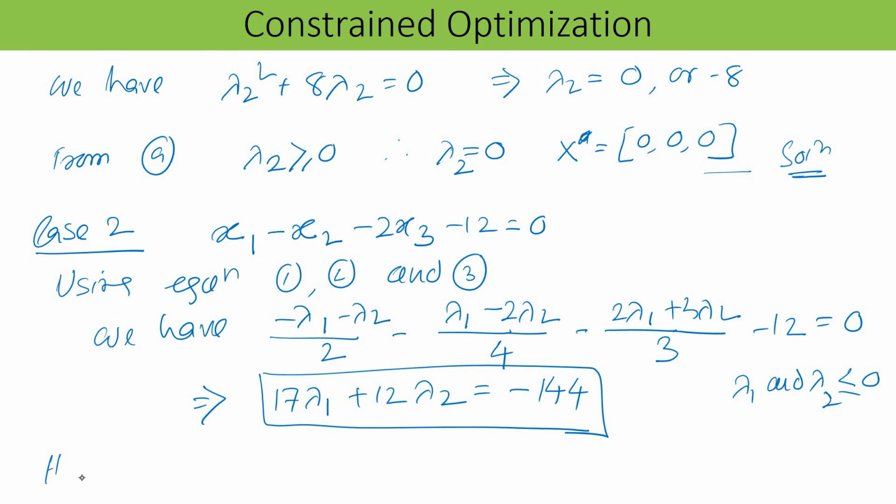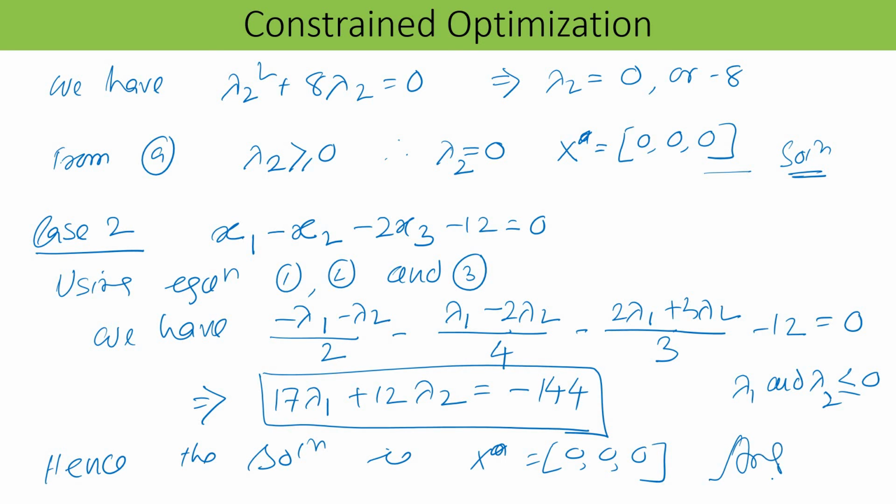Hence the solution is that x star is 0 0 0. Okay, so this is the solution, and this will satisfy all the constraints. I hope this is clear to you. I want you to please solve this problem, and let me know if there is any confusion. Yeah, thank you.